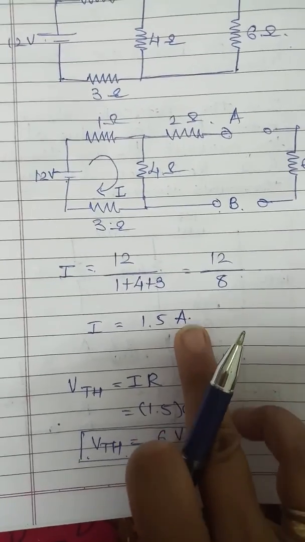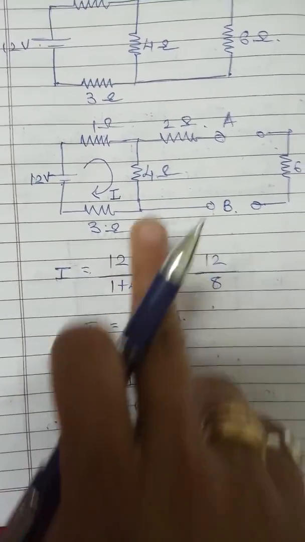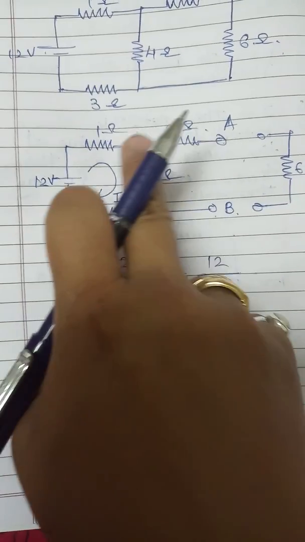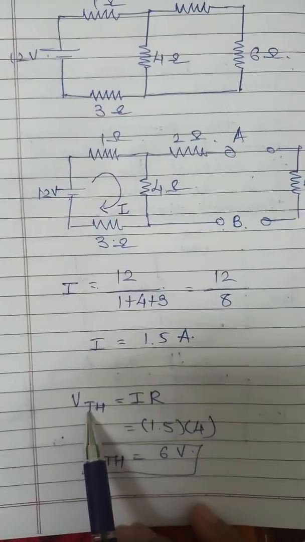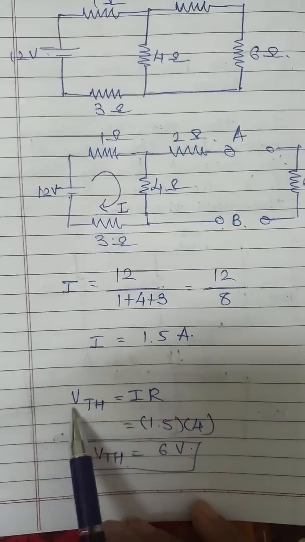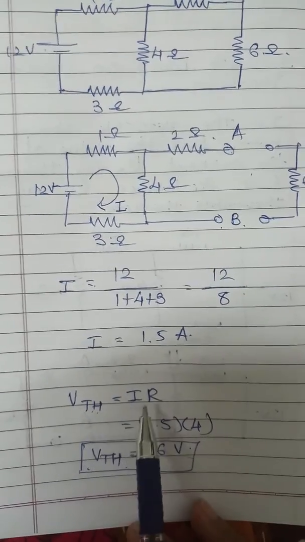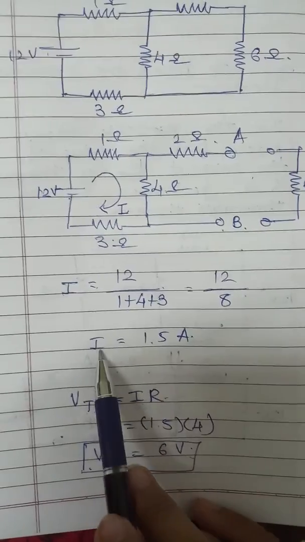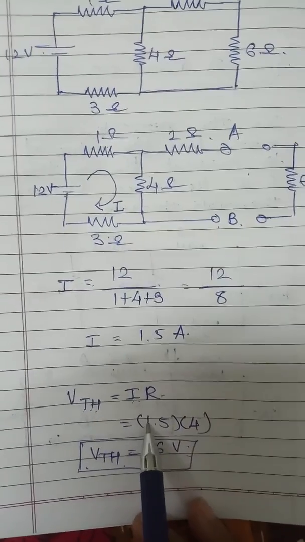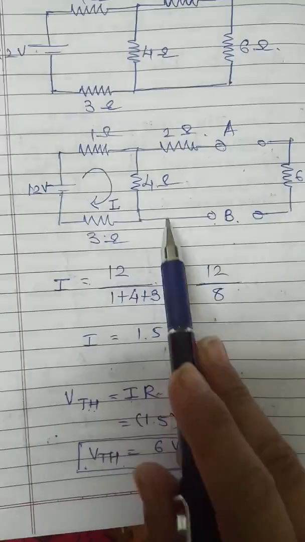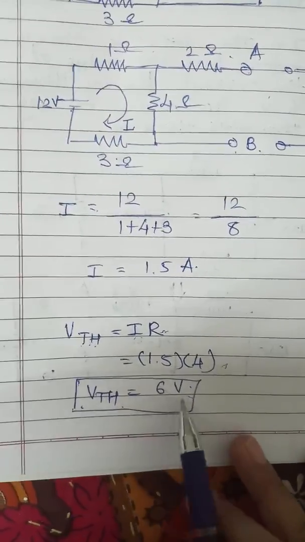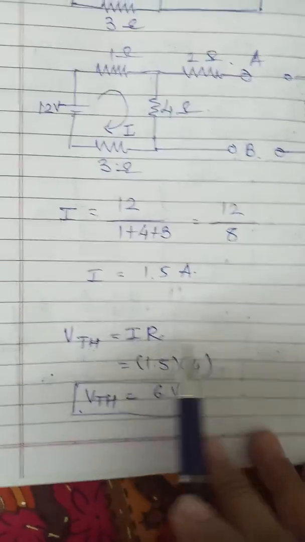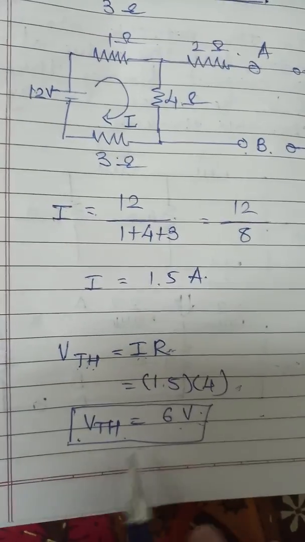Now after finding the value of the current I, we can find the voltage across the 4 ohm resistance. The voltage across the 4 ohm resistance will be the Thevenin equivalent voltage VTH, and VTH is equal to I into R. Substitute the value of I, that is 1.5 ampere, and R, that is 4 ohm. So our voltage VTH will be 6 volt positive, that is the Thevenin equivalent voltage.